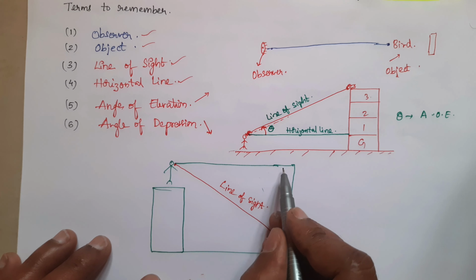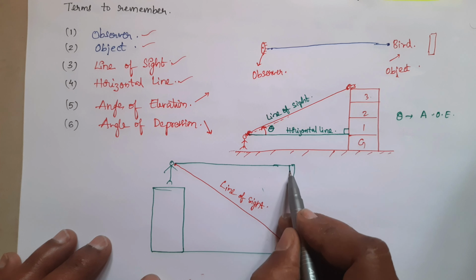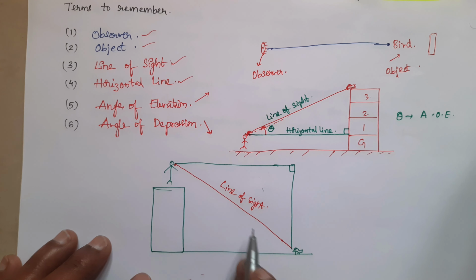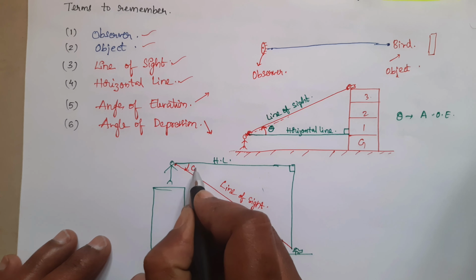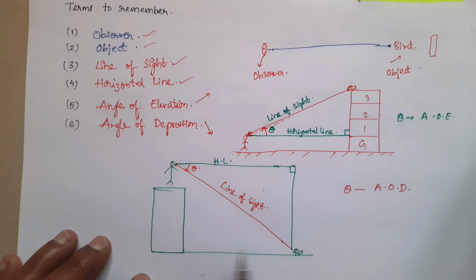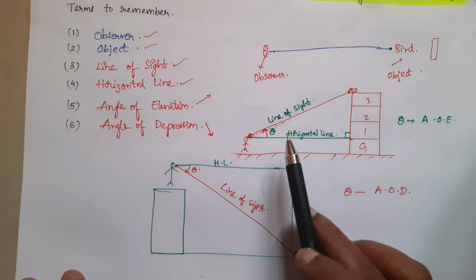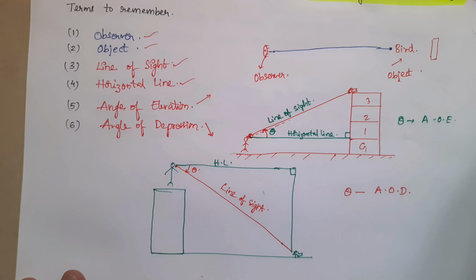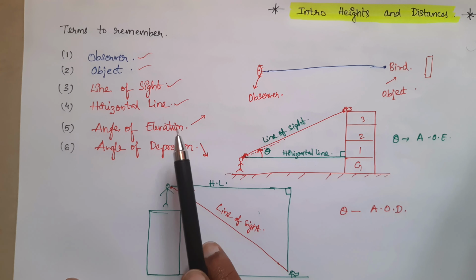And the angle between the horizontal line and the object's vertical will always be 90 degrees. Here also 90, here also 90. So this is the line of sight and this is the horizontal line. Now the angle formed between the horizontal line and the line of sight we consider as theta, and here theta is the angle of depression. Why? Because when he is observing downwards, that angle is the angle of depression. When we see upwards, that is the angle of elevation, right?